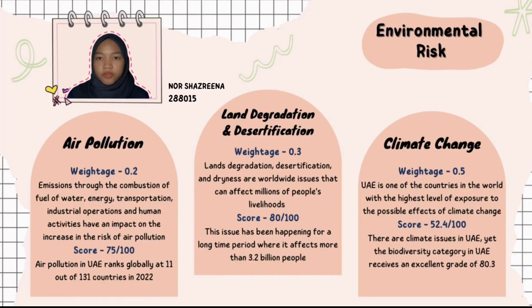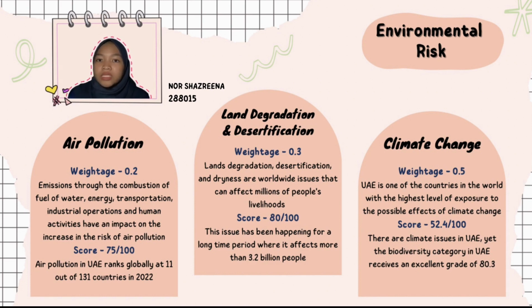The last risk is environmental risk. We look at the first factor, which is air pollution. The weightage is 0.2 because emissions through the combustion of fuel, energy, transportation, industrial operations and human activities have an impact on the increase in the risk of air pollution. This is according to the United Arab Emirates governmental portal. The score is 75 over 100 because air pollution in UAE ranks globally at 11 out of 131 countries in 2022.